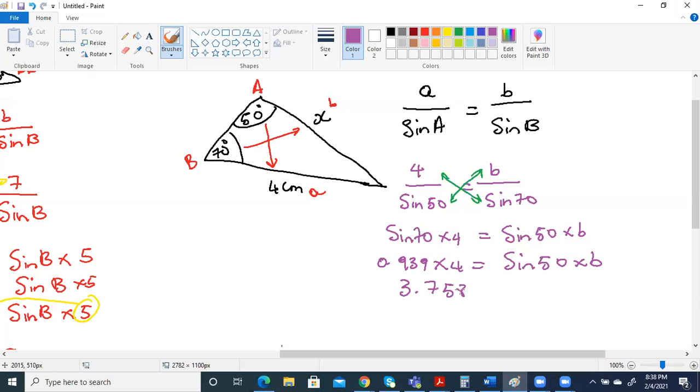3.758. All I've done is plug in 0.939 times 4 in the calculator. It's 3.756 for you, but I just plugged in sine 70 and didn't round it off. I just multiplied it by 4. It's okay, but I'm saying mine would be 3.758, not 3.756. It's the same multiplication, just a difference in rounding.